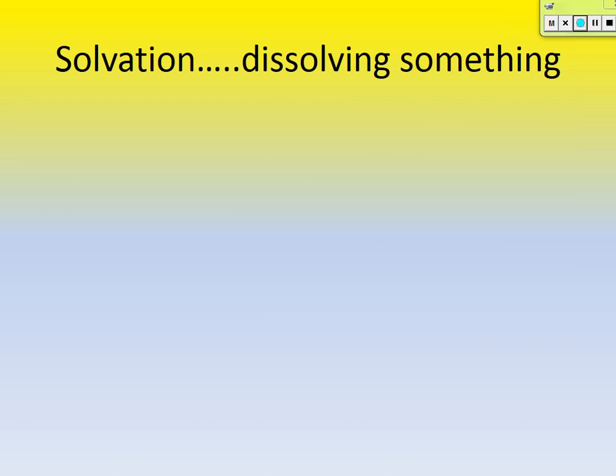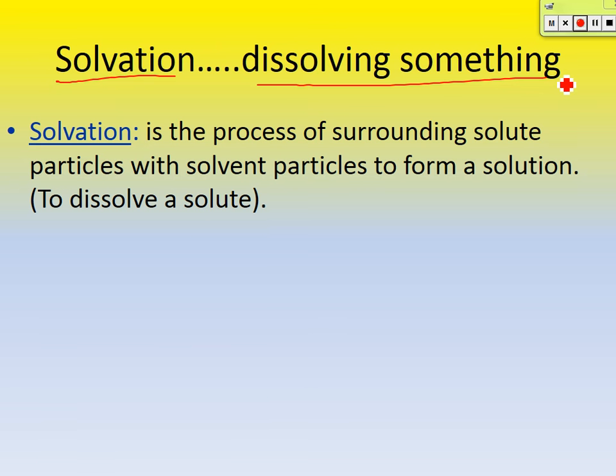Okay guys, we're going to continue on with chapter 9. In this lesson we're going to talk about solvation. Solvation is a fancy way of saying that we're going to dissolve something. I hope that you have your chapter 9 guided notes out and are following along here. In the notes you're supposed to write down the definition for solvation. It is the process of surrounding a solute particle with solvent particles to form a solution.